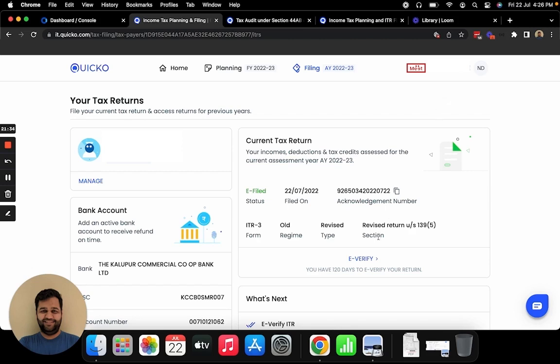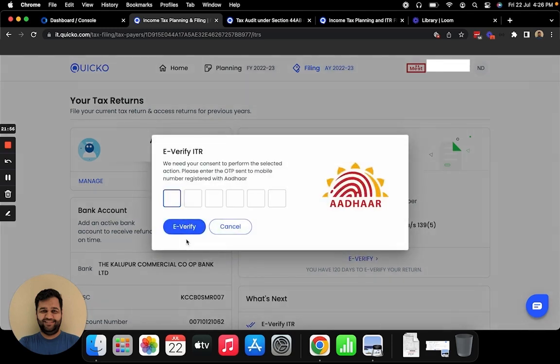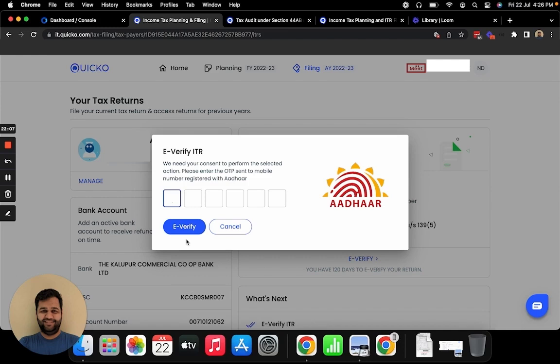A lot of people also think that filing an income tax return is the last step. However, once you file your income tax return, you also need to e-verify it. E-verifying is just an action through which you are confirming to the income tax department that it's you who is filing the income tax return. So let's go ahead and e-verify our income tax return. Again, I'm going to choose Aadhaar registered mobile number, click on proceed. After entering your OTP, just click on e-verify.